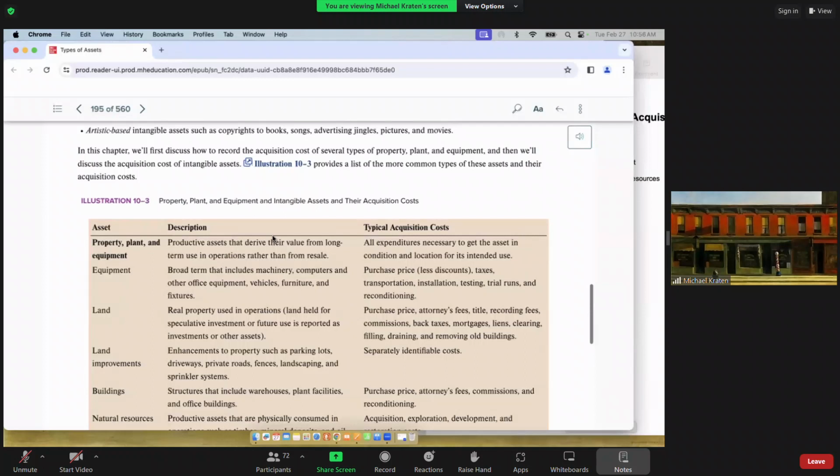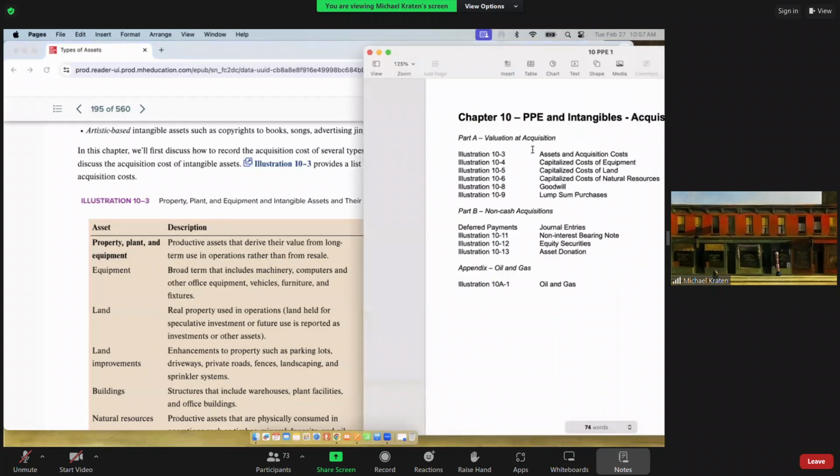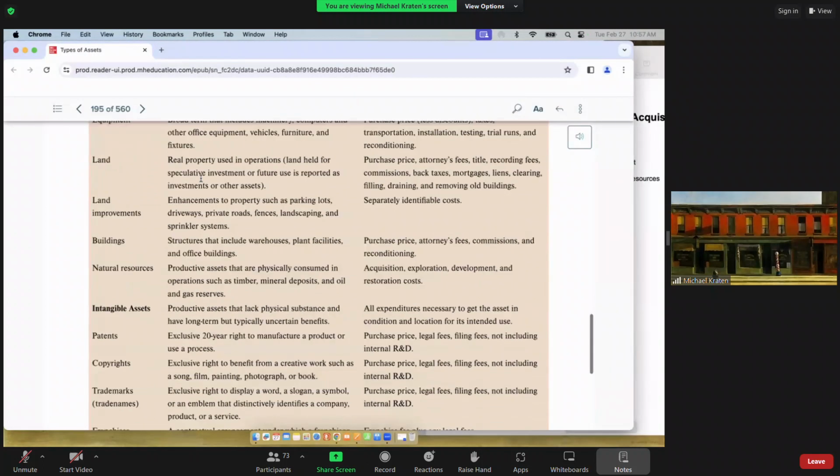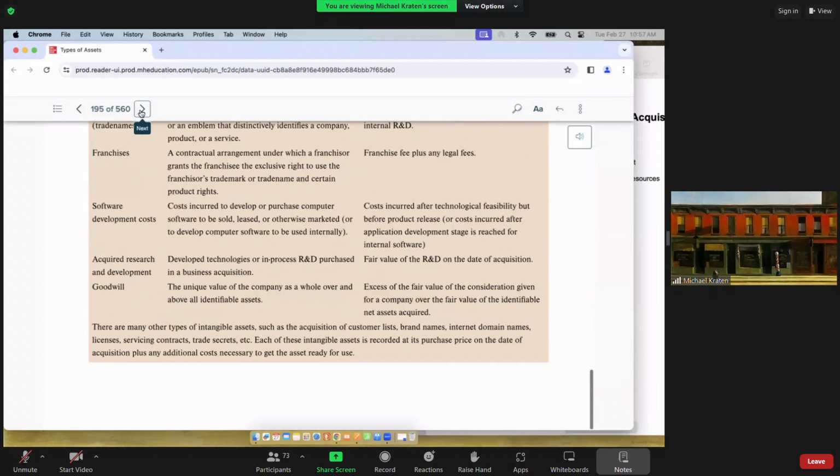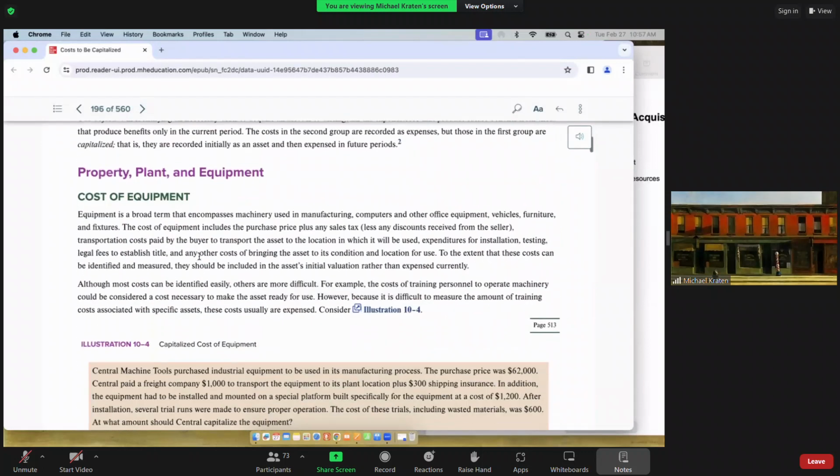Okay, it's probably one of the lengthiest illustrations I've seen in this textbook, but I think it's still relatively straightforward. Any questions about it? Okay. Next up, 10-4.